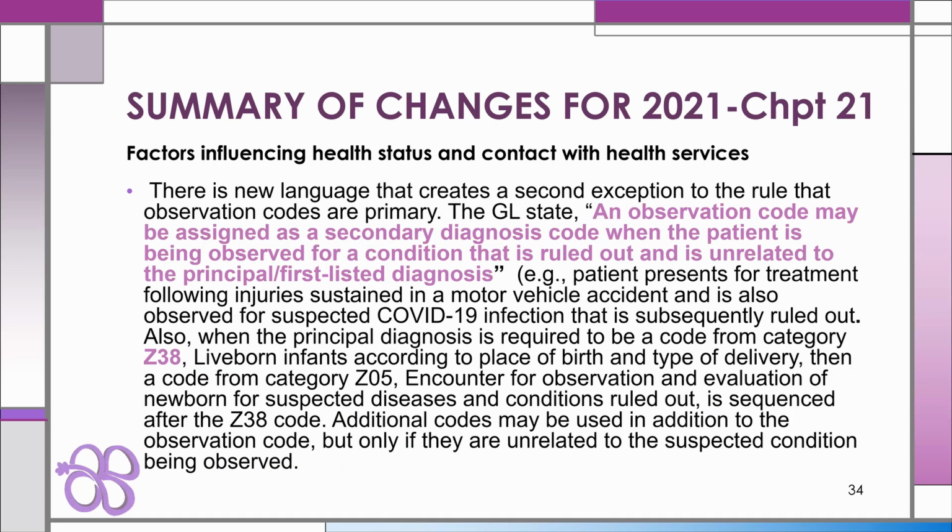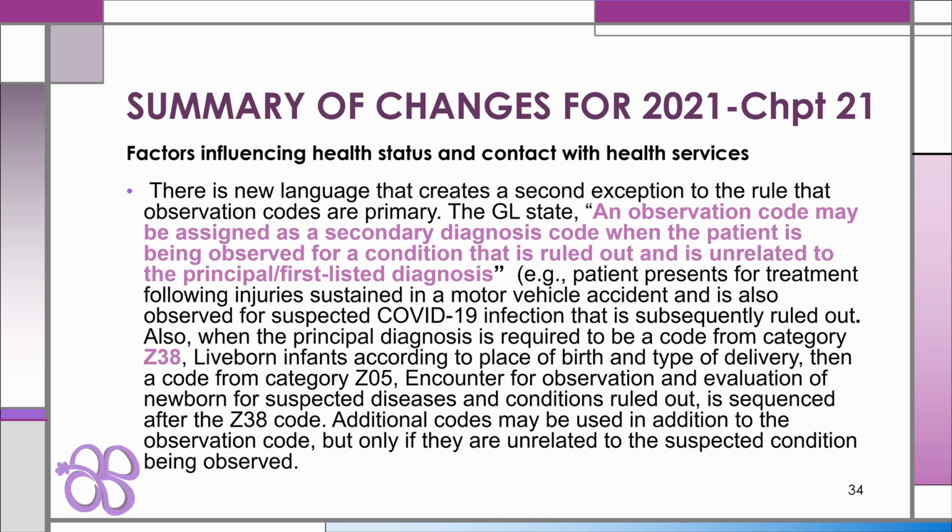Chapter 21, factors influencing health status and contact with health services. There's new language that creates a second exception to the rule that observation codes are primary. The guidelines state an observation code may be assigned as a secondary diagnosis code when the patient is being observed for a condition that is ruled out and is unrelated to the principal first listed diagnosis. So a lot of times the observation codes, like the COVID, you list the COVID observation code as the primary. So now it's saying you can list it as secondary. And they give an example.